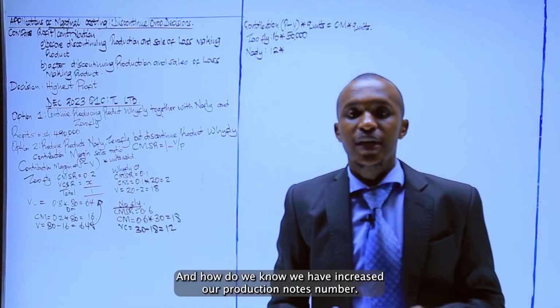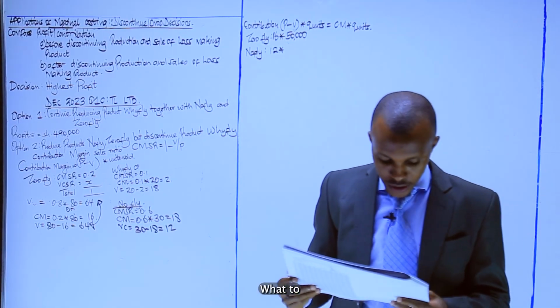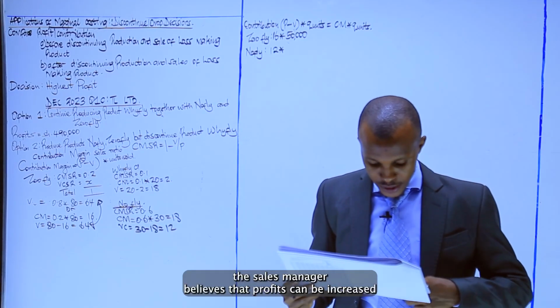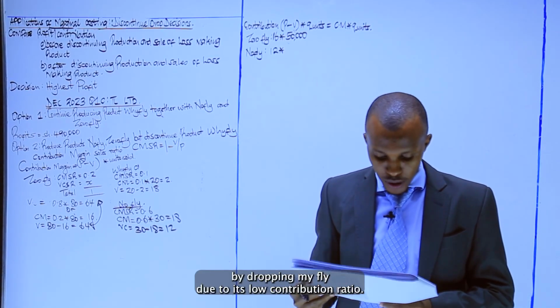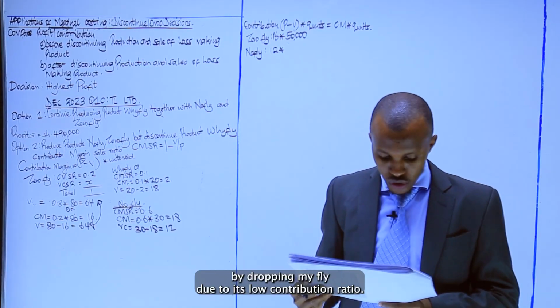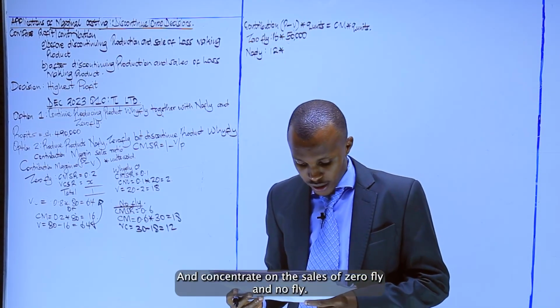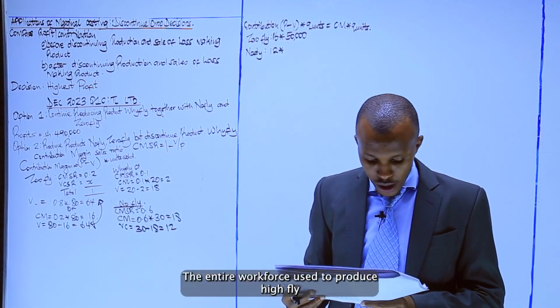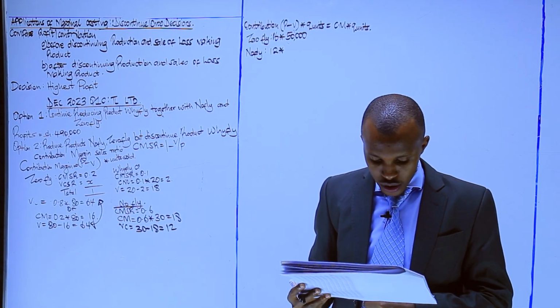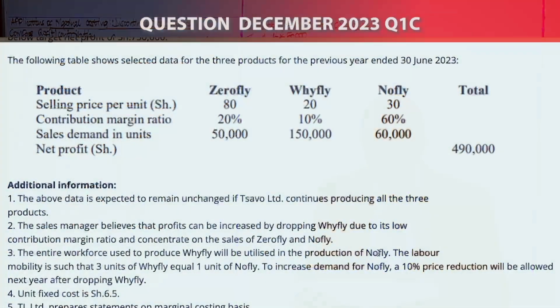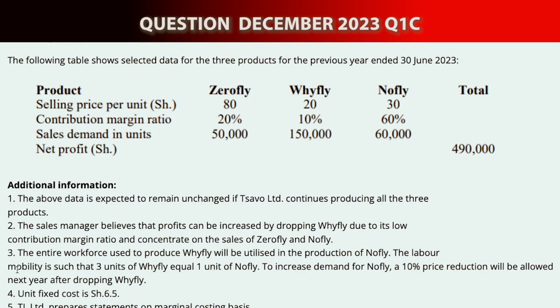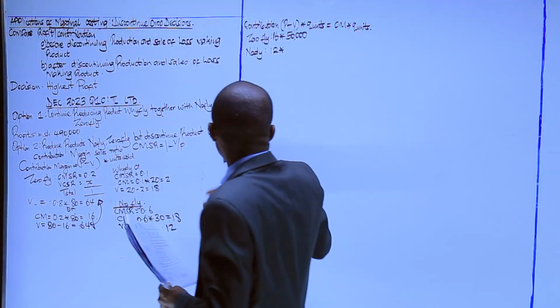And how do we know we have increased our production? Note number 2. The sales manager believes that profits can be increased by dropping Y fly due to its low contribution ratio and concentrate on the sales of zero fly and no fly. The entire workforce used to produce Y fly will be used in production of no fly. The labor mobility is that 3 units of Y fly will equal 1 unit of no fly. To increase demand for no fly, a 10% price reduction will be allowed next year after dropping Y fly. So let's change this.